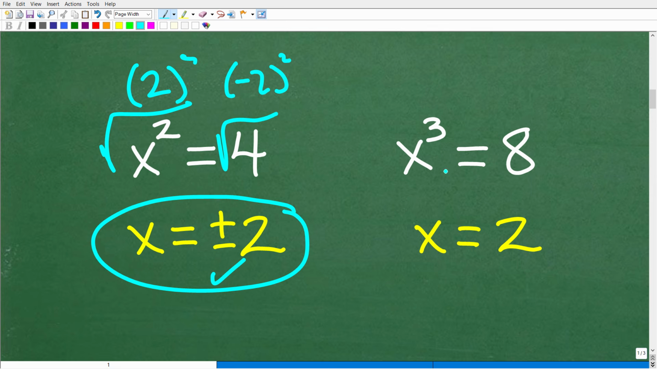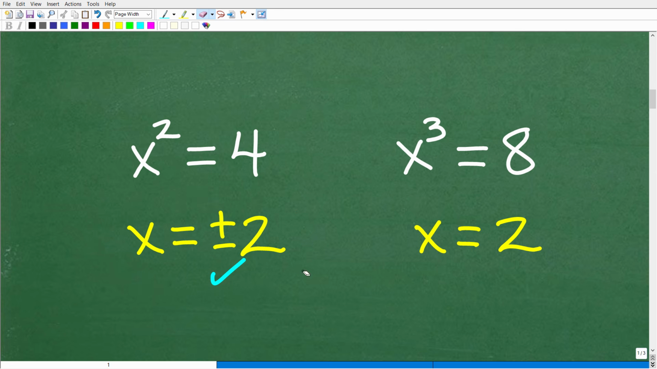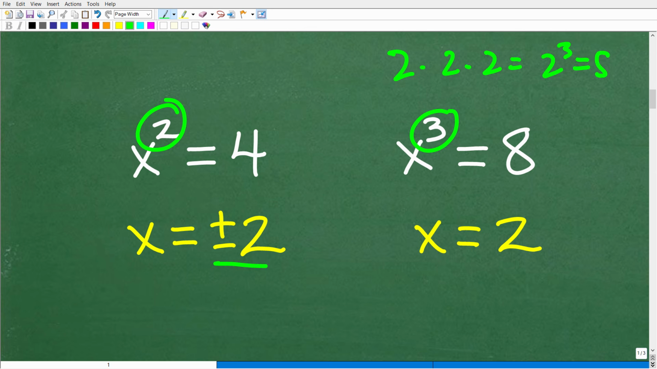Now here, x cubed, it's different, right? And let's just notice, by the way, that this exponent is even. Okay, this is going to be something I want you to remember. This is even, and we have two answers. Now, this is odd right here, but does this work the same way? Because what number cubed is 8? Well, we should know that, the answer is 2, right? Because 2 times 2 times 2, or 2 cubed, is 8.